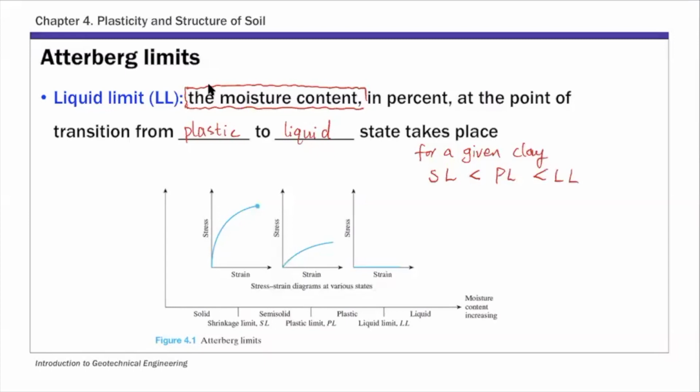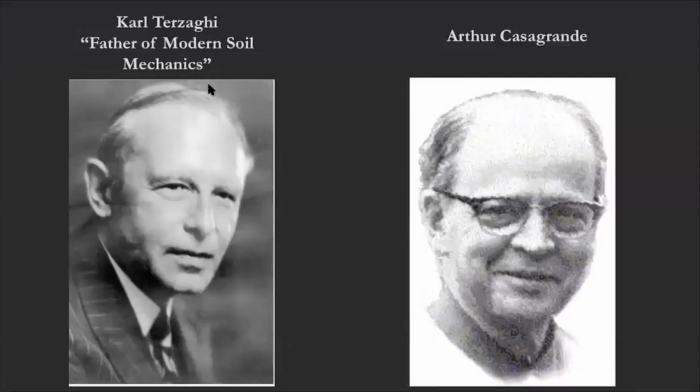So this is Atterberg limits. And Atterberg limits were originally developed actually by soil scientists. So his name is Albert Atterberg. So that's why it's called Atterberg limits. And the tests were later actually standardized by two people. You probably heard their names in the first lecture, Karl and Arthur Casagrande. So these two geotechnical engineers actually standardized Atterberg limits for geotechnical engineering applications.